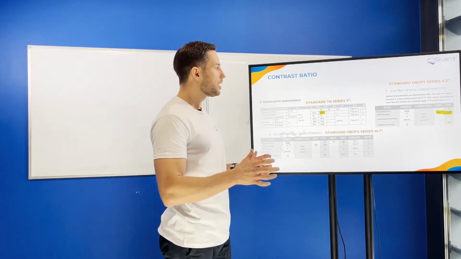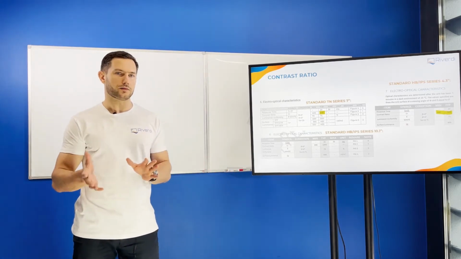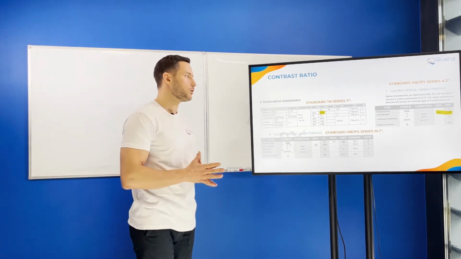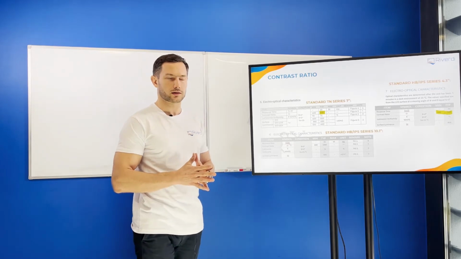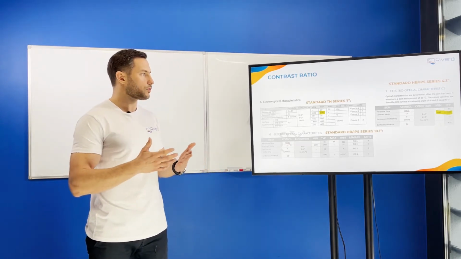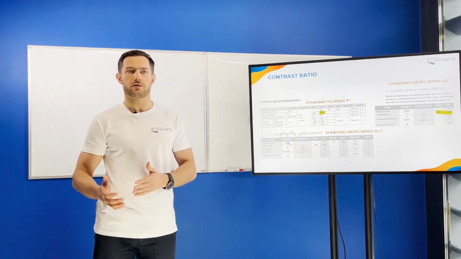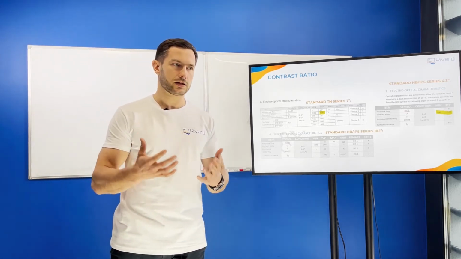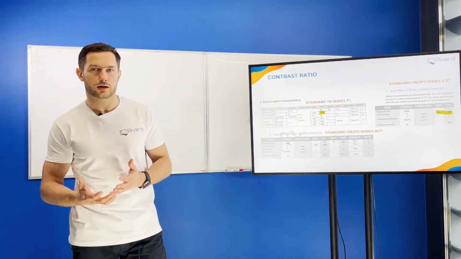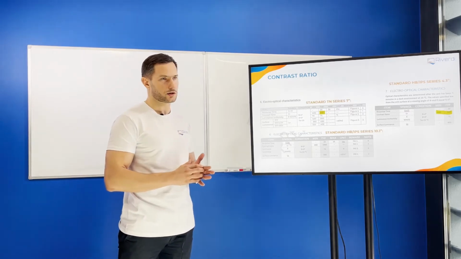Let's say from maybe low end will be 300 to 500, and high end will be maybe 1,000 to 2,000 as a value of contrast. And it's a very good number. If we have a display with such high contrast, then we see the image perfectly actually.